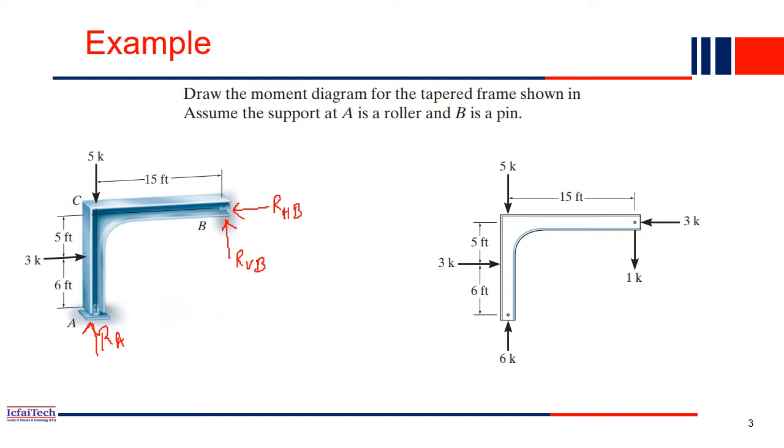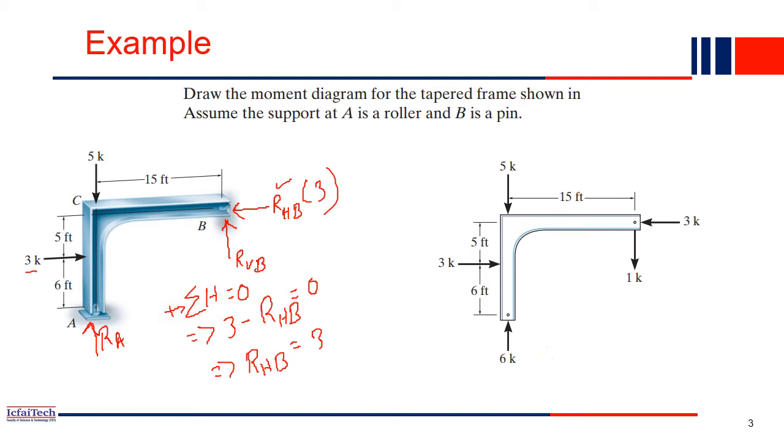So let's compute the reactions first. How to do that? We have to apply the equations of equilibrium. We'll apply the summation of all the horizontal forces equal to 0. How many horizontal forces are acting here? The 3 kilonewton is acting. Maybe this side we consider as the positive direction, so 3 is positive, and then you have R HB, which is negative. So 3 minus R HB should be equal to 0. Then R HB equals 3, we just derived it.